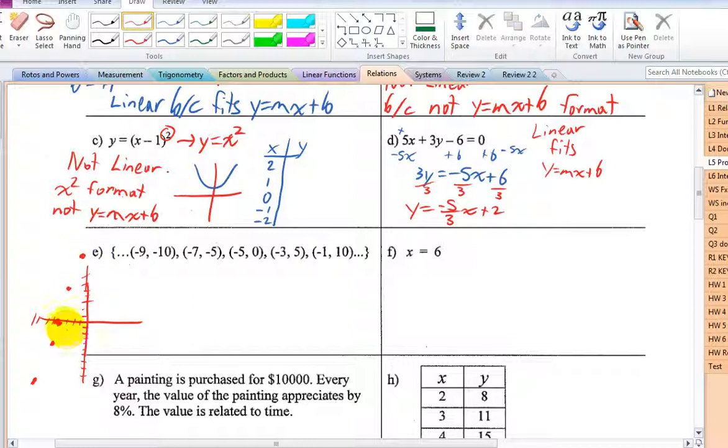Oh, you know what? This point right here looks like it's off, so I guess it's not linear, right? What do you guys think about that? You agree with me? Why are you shaking your head, Harbier?